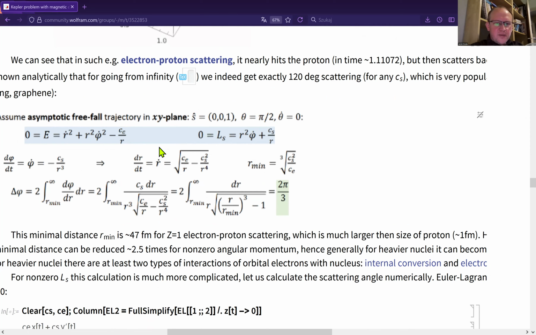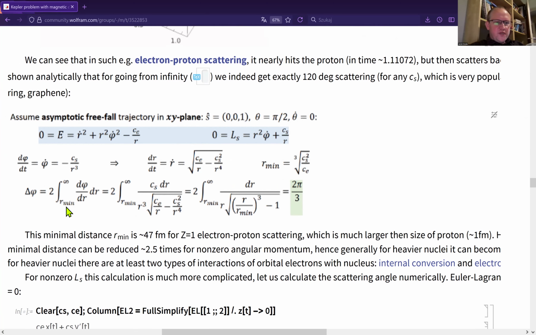And now we get the reduced time derivative. What we can see is that it can be zero. So for the minimal radius, we need to find where this is zero. So we can find this minimal distance in this formula. Now we need to integrate this change of angle with radius from this minimal distance. And if we do it, we get this 120 degrees.